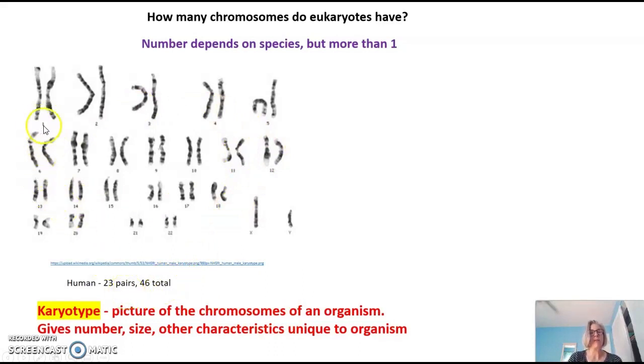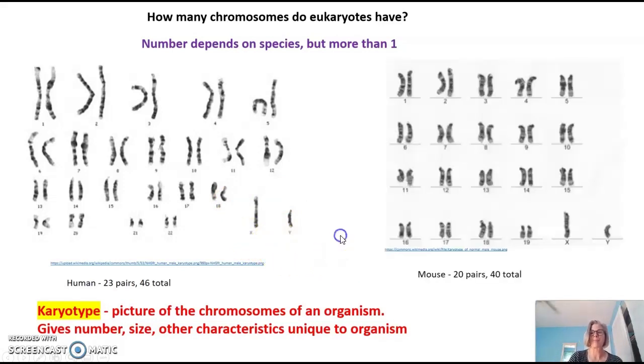So they have 2 copies of chromosome 1, 2 copies of chromosome 2, all the way up to chromosome 22. The last pair can be an unequal pair. This has the sex chromosomes that determine what the sex of the organism is. This last pair has an X and a Y chromosome, which tells me that this is a male.